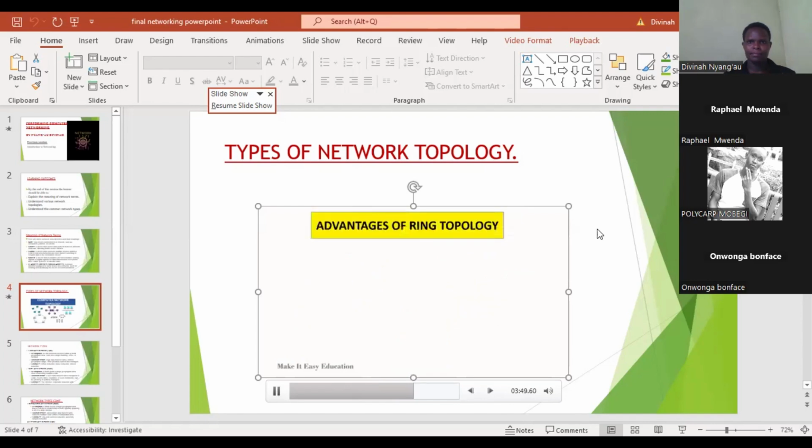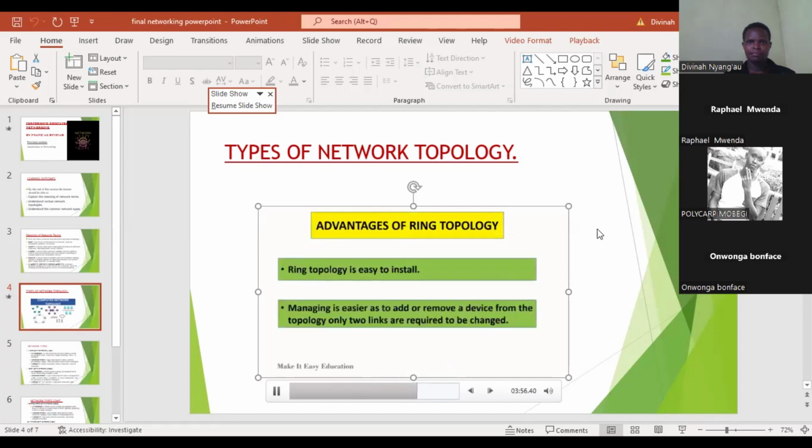Advantages of ring topology. Ring topology is easy to install. Managing is easier, as to add or remove a device from the topology, only 2 links are required to be changed.